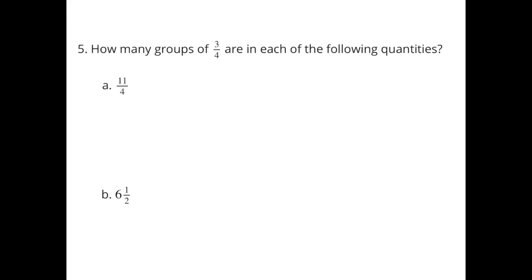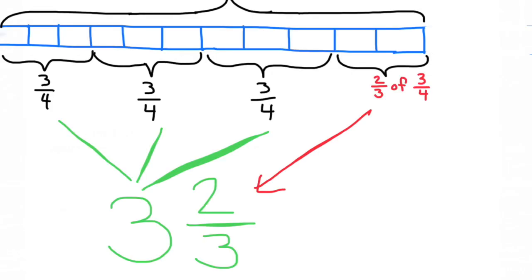Number 5. How many groups of 3/4 are in each of the following quantities? A. 11/4. Each of these blue boxes represents 1/4, and I've drawn 11 blue boxes representing 11/4. I have 3 sets of 3/4 plus an additional 2 boxes. Each of those boxes is a 1/4, which is 2 out of 3/4, or 2/3 of 3/4. There are 3 2/3 groups of 3/4 in 11/4.